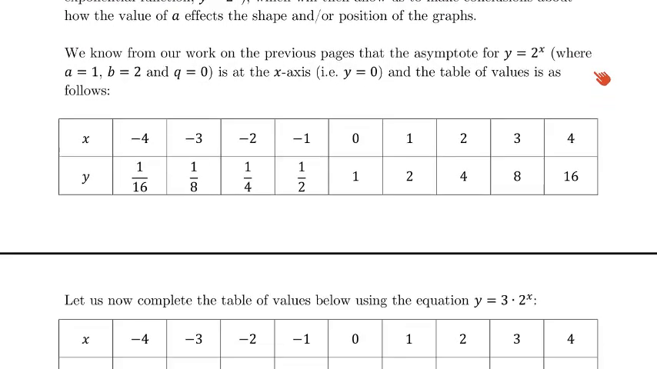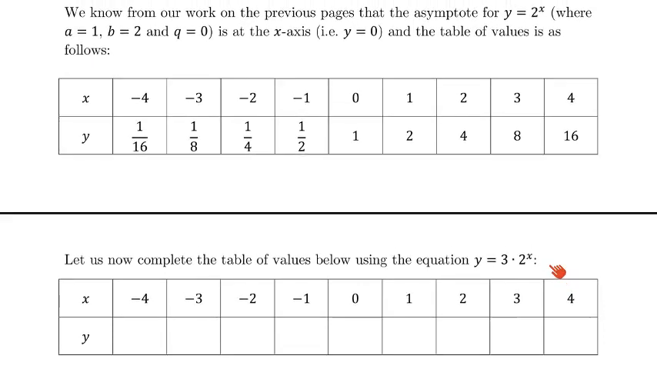Now, we know from our work on the previous pages that the asymptote for y equals 2 to the x, where a is equal to 1, b is equal to 2, and q is equal to 0, is at the x-axis, i.e. y is equal to 0, and the table of values is as follows. Okay, so here's the table of values for y is equal to 2 to the x. That's what we completed earlier over there.